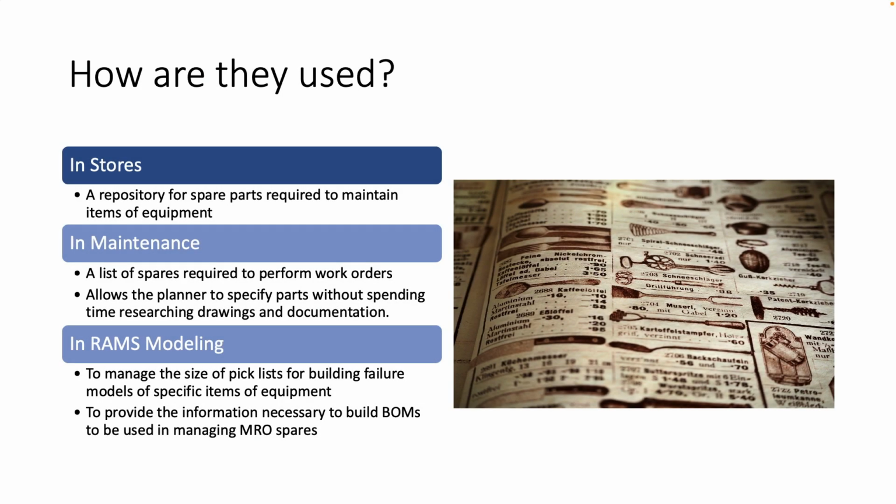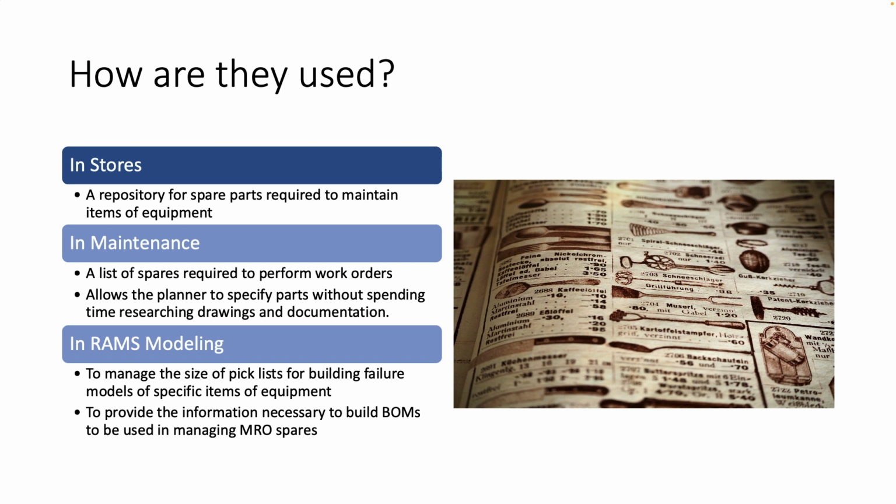How are BOMs used? BOMs are used in the store's catalog to make ordering repair parts for the equipment easier. Maintaining the list to include basic ordering information such as manufacturer's part numbers and vendor information improves the efficiency of the ordering process. Having stores catalog part numbers increases the efficiency of the planners.